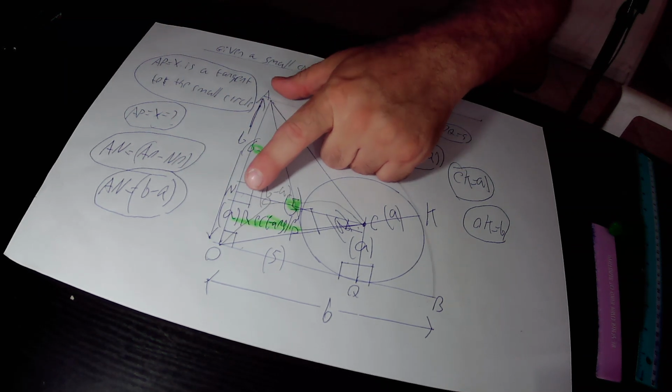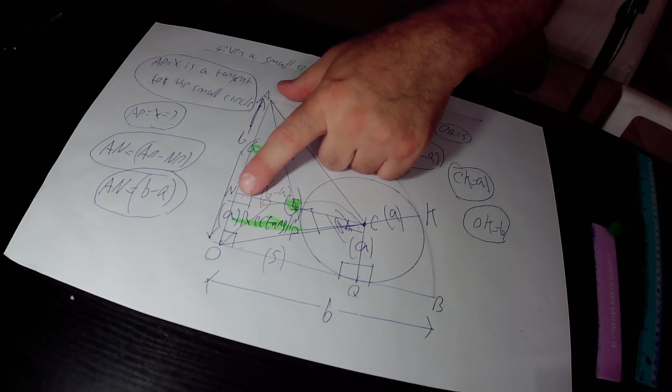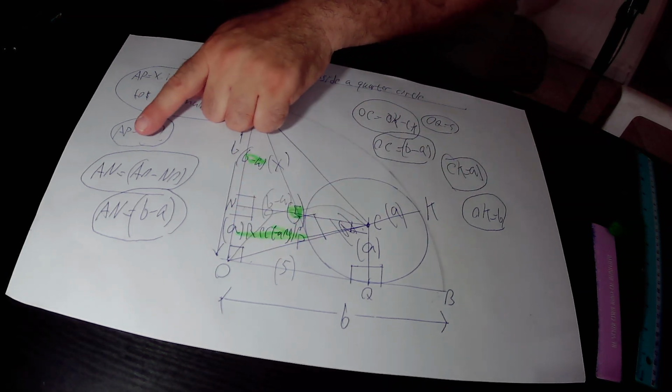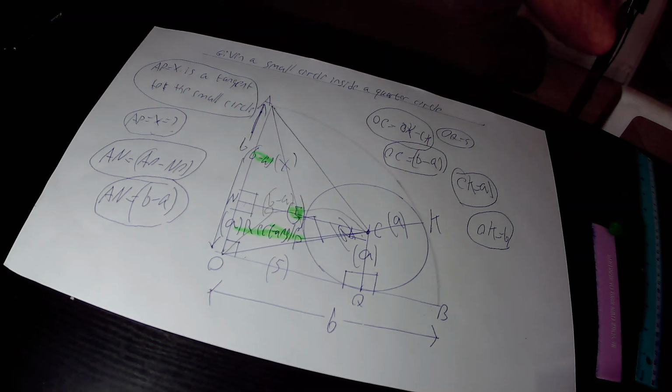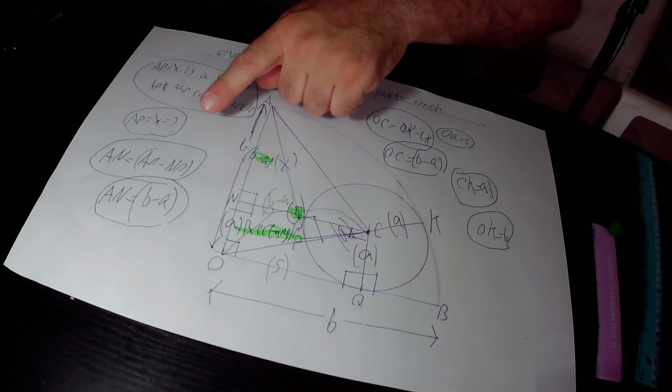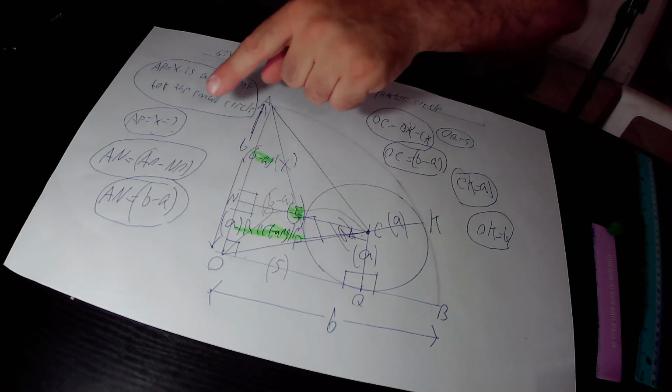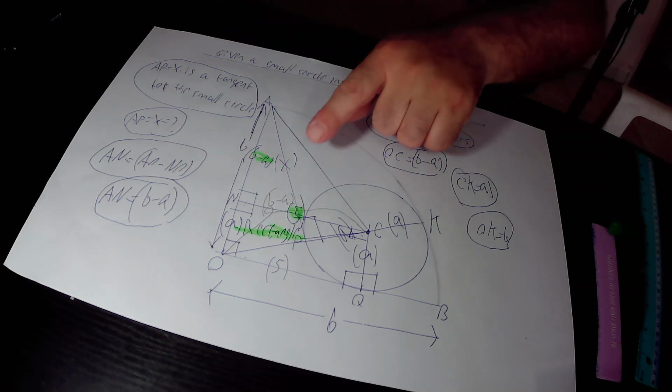What is the length of the missing line segment AN? AN equals AO minus NO. Again, AN equals AO minus NO. AO is B, the radius of the quarter circle, minus NO. NO is A. So in total, AN equals B minus A units in length.